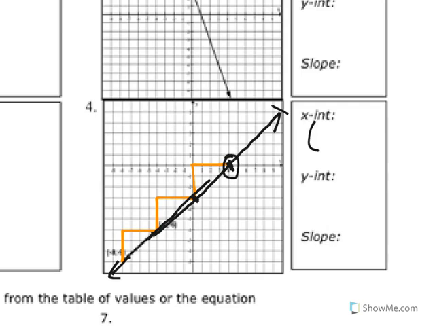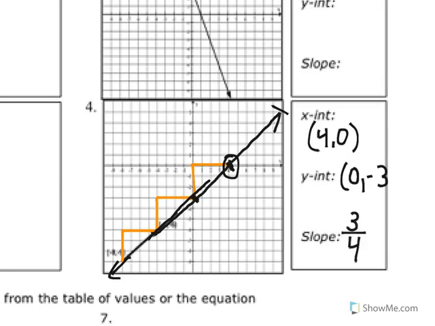So the x-intercept right here is going to be (4, 0). The y-intercept is (0, -3). And the slope we already figured out was 3/4.